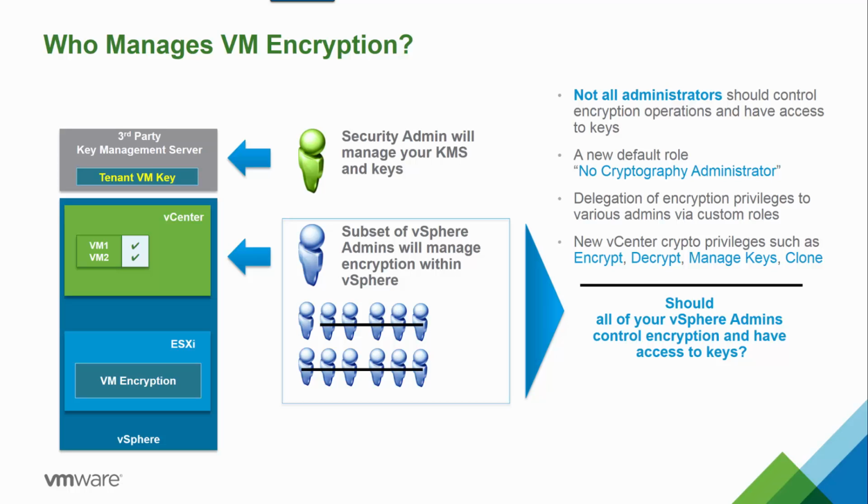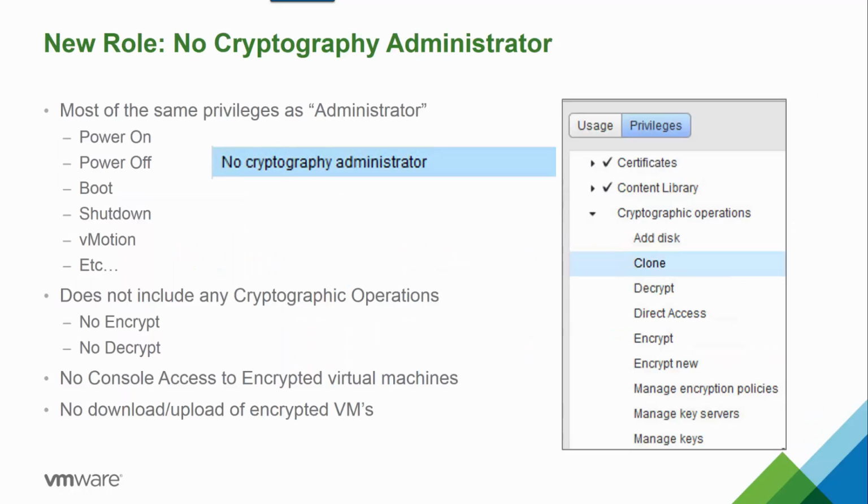So being that you now have this capability, you might need to get with your security and IT departments and hash out who's going to have what permissions to that. In this slide, we discussed just what no crypto admin can and can't do. They can still do things like power a VM on or off, they can vMotion it, etc. However, they can't get access to the console or download the VM files off of the data store. Nor can they do any crypto type operations like encrypt or decrypt the VM.